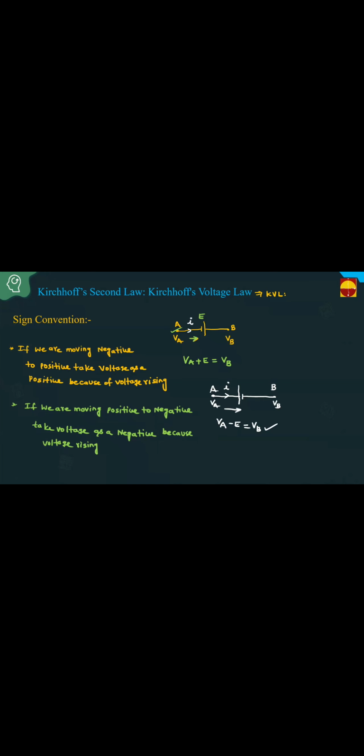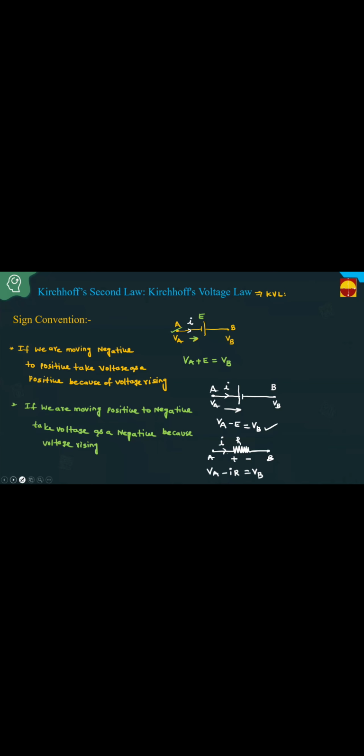For example, if any resistor is given like this, let the current be I. Wherever the current is entering, that is positive, and this is negative. Let this be A, this be B. Then how can we write, students? VA, positive to negative, no? Positive to negative means negative, so VA minus IR equal to VB. Clear? When the current enters, that point you have to take as positive, then it is negative. We are moving positive to negative, which means negative, that is I into R, VA minus IR equal to VB.